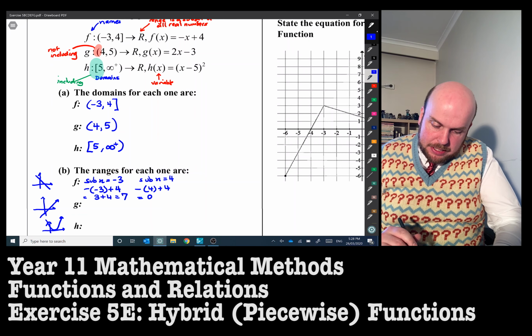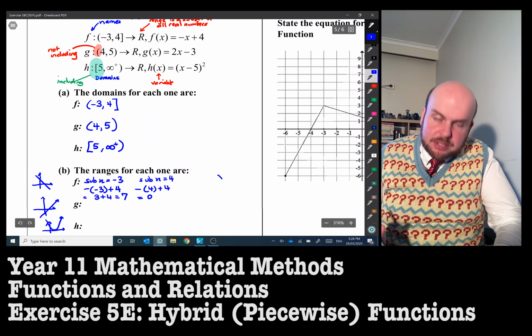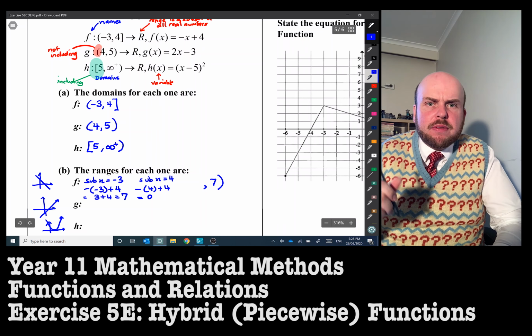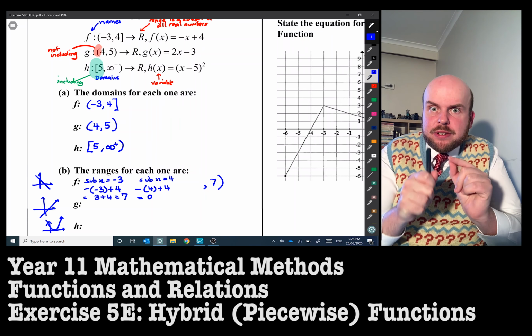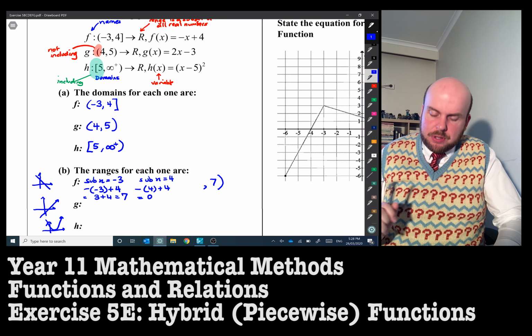We know that when we substitute -3, it's not including. So I'm going to have to put a not including here of 7. And why did I put 7 over there? Because when we write our ranges and our domains, we put the smallest number on the left, largest number on the right.